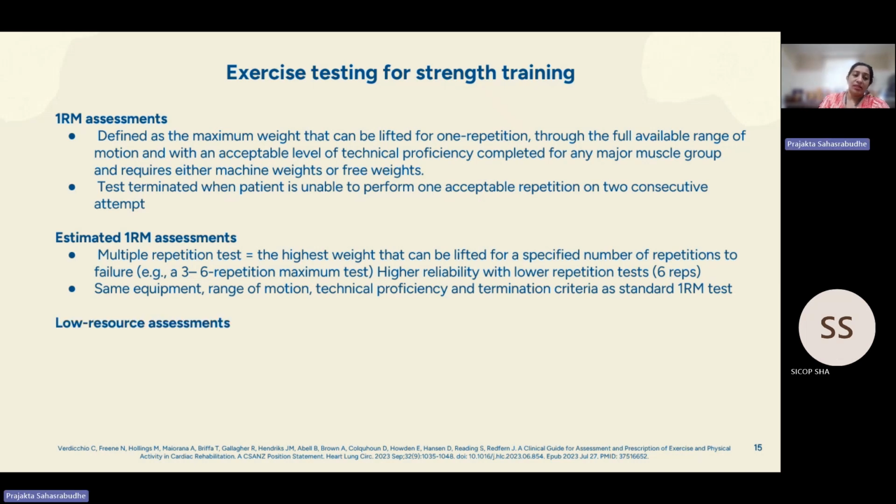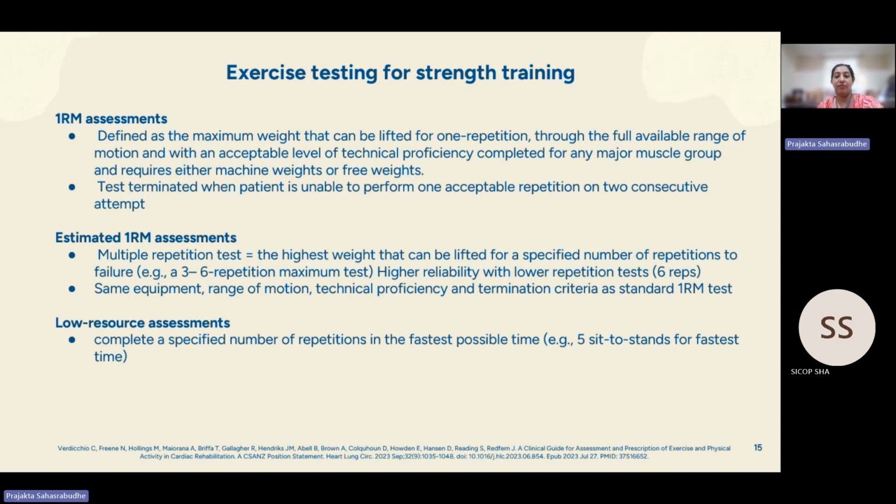For low resource assessments, these are more of performance tests which we use in the field, like the 1 minute sit to stand test, or 5 sit to stand test, or arm curl test, or abdominal crunches, or anything. So in one given minute, a person is supposed to do as many repetitions as possible. So this is overall muscle performance. It is a mix of strength and endurance both.